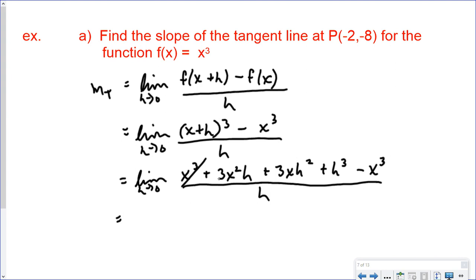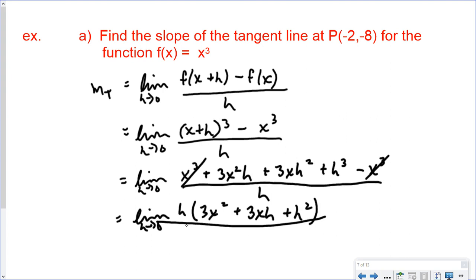Let's do this quick. I'm also going to factor out an h. Plus 3xh plus h squared. I factored out an h in order to simplify. And then I've got this limit.